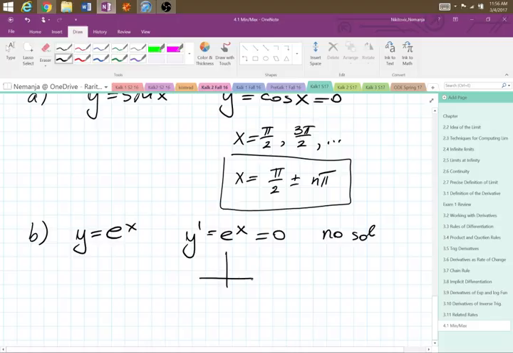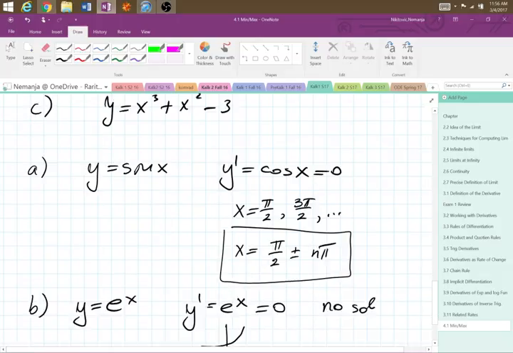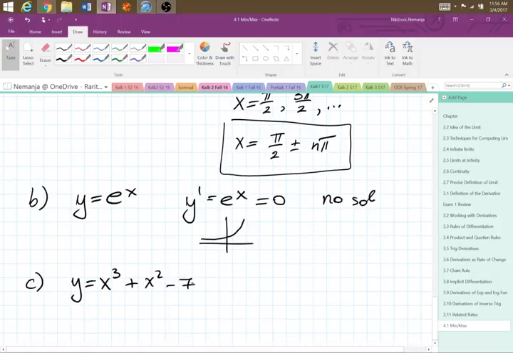If you are to graph this, the graph never cuts through the x-axis, so it can't create any zeros. Awesome. And C, what was that? x cubed plus x squared minus 7x minus 3. What's the derivative? 3x squared plus 2x minus 3.